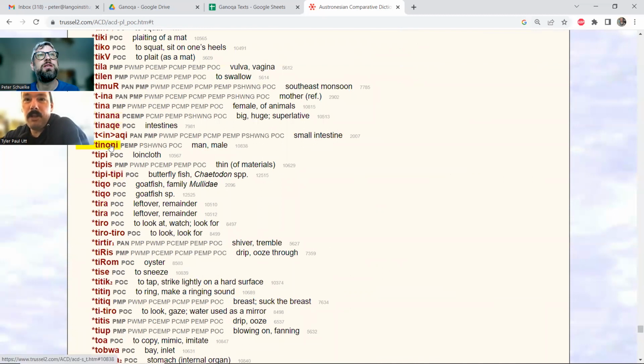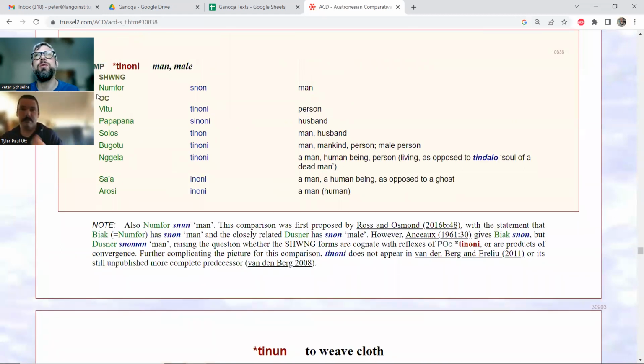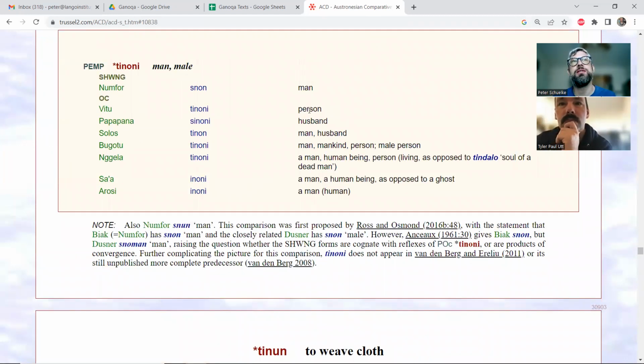Goatfish, man, male, Tinoni. Look at that. What a perfect match. Although it's taking a second to load here. It does have a meaning for man or male. But look, person also. Right, husband. So in the green, those are language names. They have it in Roviana as Tio. I should write to Dr. Alex Smith, who's now in charge of this, and tell him to add the Roviana word. And we should have them add Ghanongga as well, since it's a perfect match. Tinoni. Yeah, very cool. A human being as opposed to a ghost.